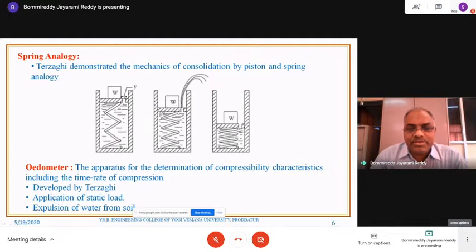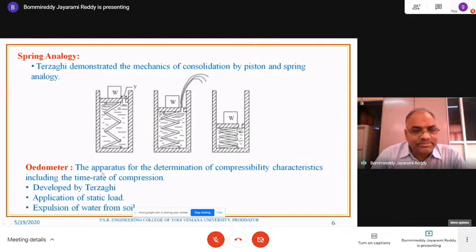So here, by means of applying the static load, because of the pore pressure, the water is moving away and the soil gets compressed, or the volume of the soil is going to reduce. And on further allowing water to drain, it gets consolidated and the volume reduces further. So we can compare this entire process of consolidation by means of the piston and spring arrangement. And this theory was demonstrated by Terzaghi.